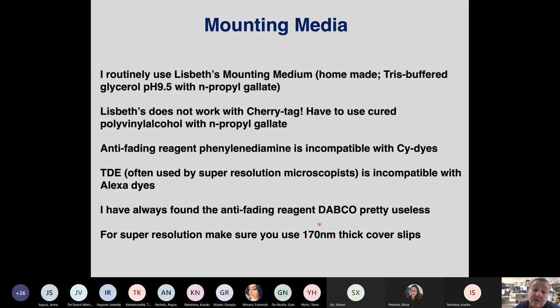And you also have to, so usually you mount your sample with a cover slip. And if you have any intention of doing super resolution microscopy, you have to make sure you use the appropriate thickness of cover slips. So you can't just take any box from the drawer and slap it on. But you have to make sure that you're using 170 micrometer tested, 1.5 thickness cover slips.